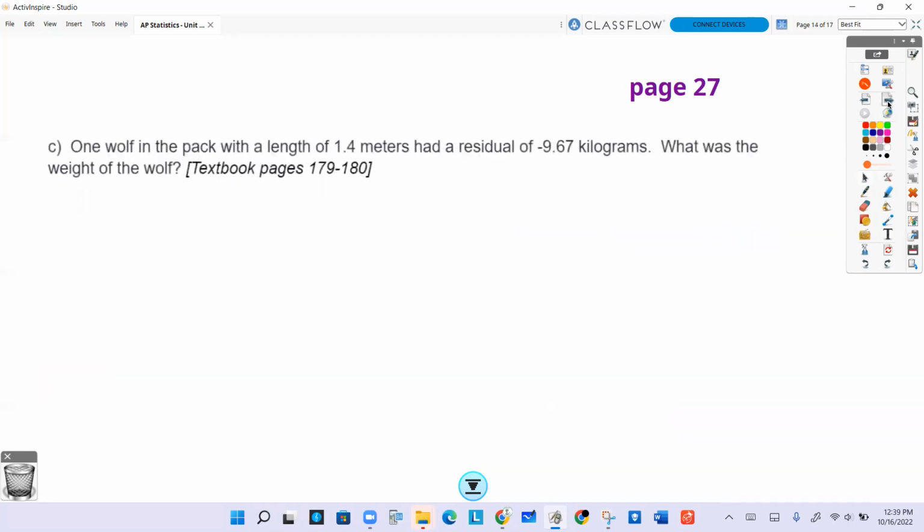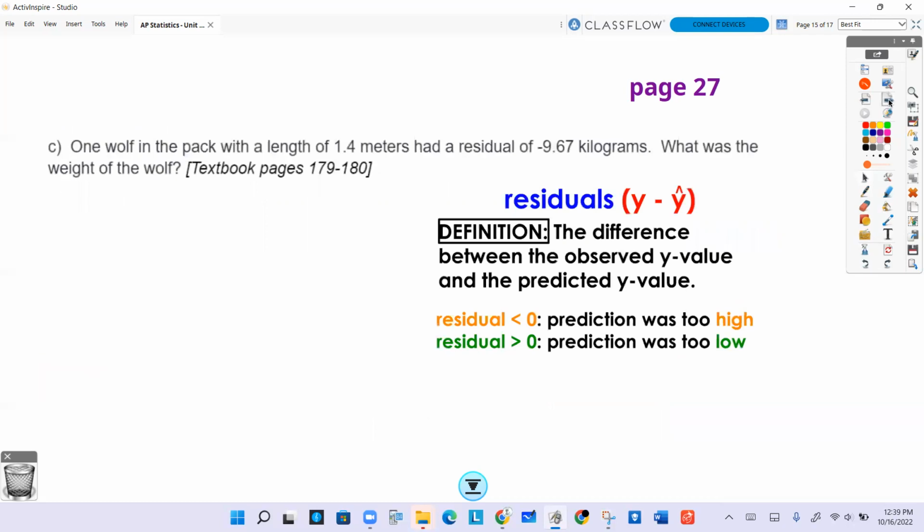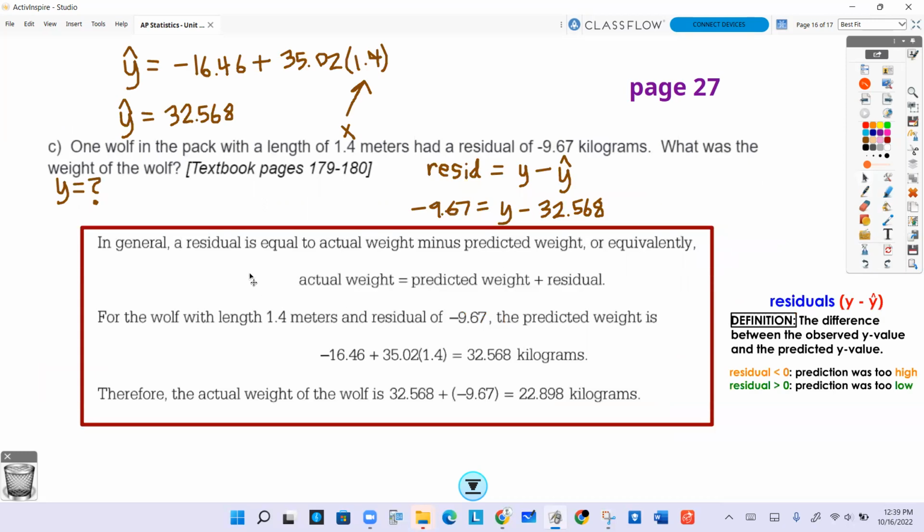Part C. 1 wolf in the pack with a length of 1.4 meters has a residual of negative 9.67 kilograms. What was the weight of the wolf? We also have a residual formula, y minus y hat. So the scoring guideline gets a little wordy. I try to just kind of stick with the math here. So I would say I'd first get the predicted y hat, negative 16.46 plus 35.02 times 1.4, because that's your x value.